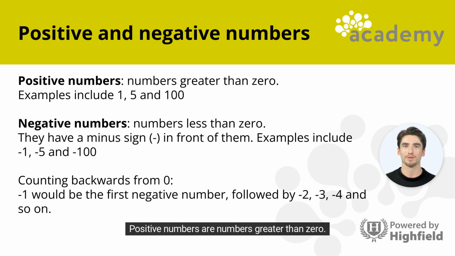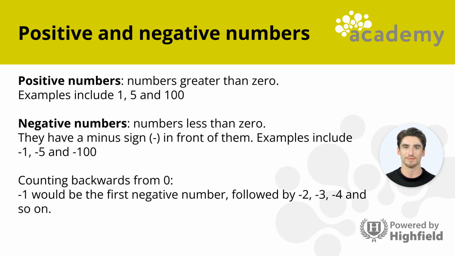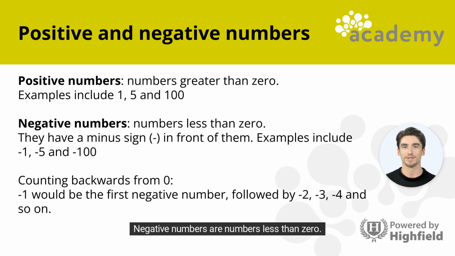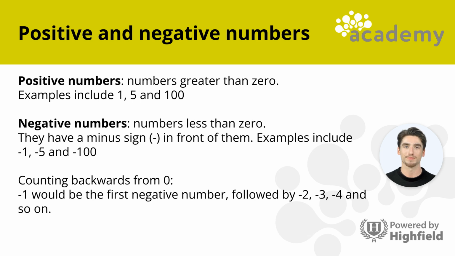Positive numbers are numbers greater than 0. They don't have a sign in front of them. Examples include 1, 5, and 100. Negative numbers are numbers less than 0. They have a minus sign in front of them. Examples include -1, -5, and -100.